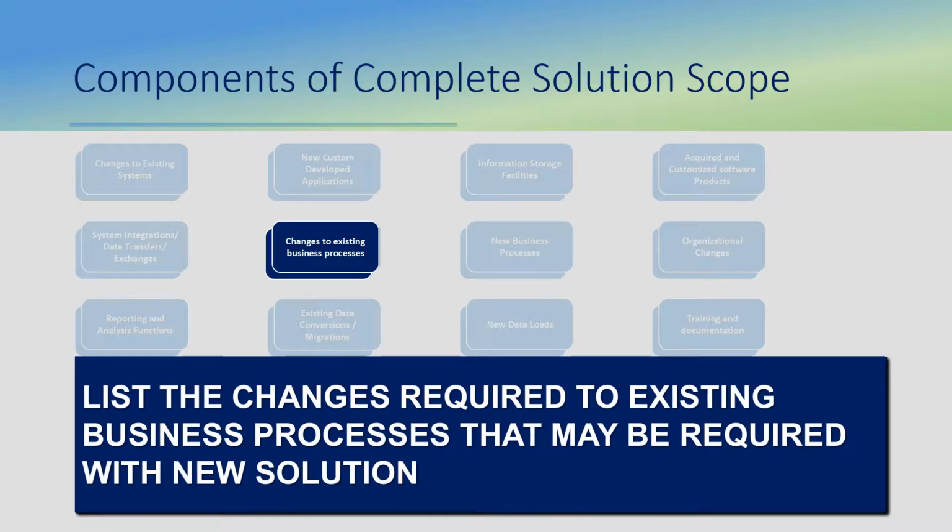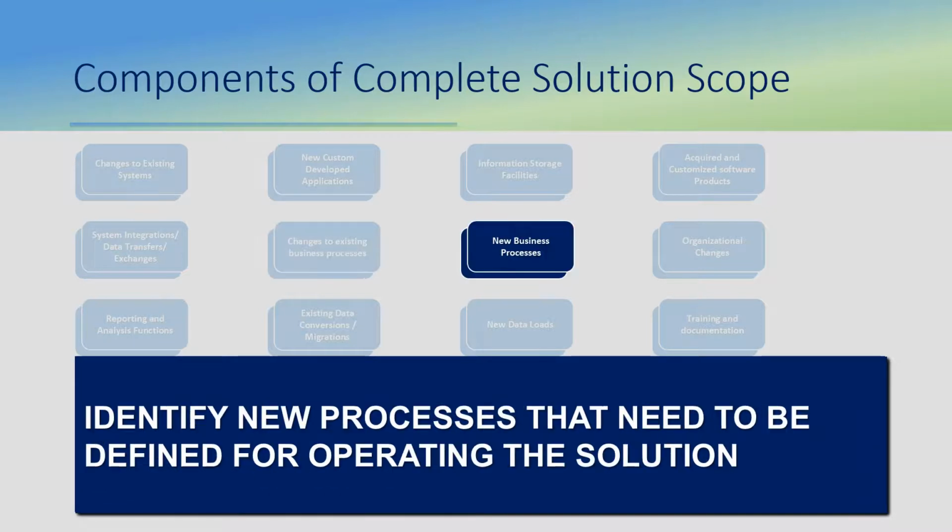Changes to existing business processes. Existing business processes may need to be changed to take advantage of or in response to the new solution. These business processes should be listed with a description of the changes required. New business processes. New business processes may need to be defined to allow the solution to be operated. These processes should be identified.